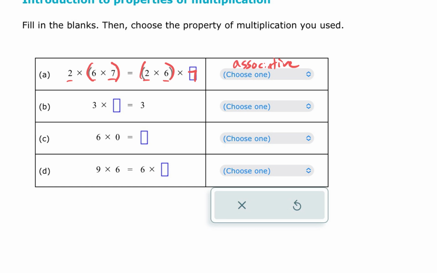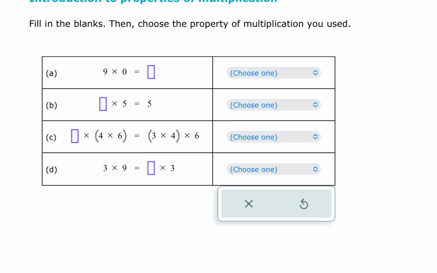Problem B, 3 times what is 3? Well, that would be 1, so that is the identity property. C is 6 times 0 is, of course, 0. That is the 0 property. And problem D says 9 times 6 is the same thing as 6 times 9. That is turnaround facts, which is the commutative property.